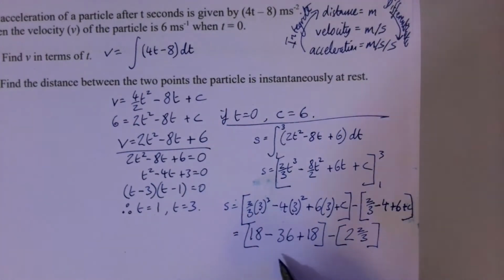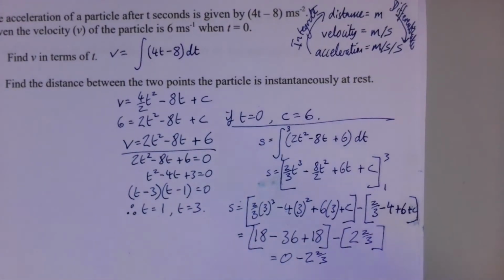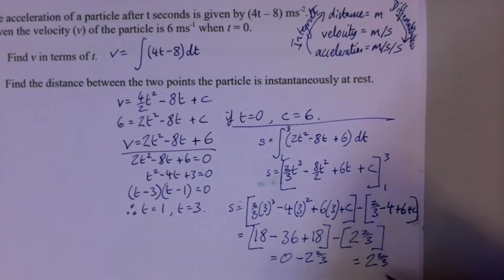And you may well have spotted that this is giving us 0 take 2 and 2/3, which is negative 2 and 2/3, but the distance between them isn't the displacement, it's just the distance, so therefore it is going to be 2 and 2/3, or you might have 8 over 3 meters.